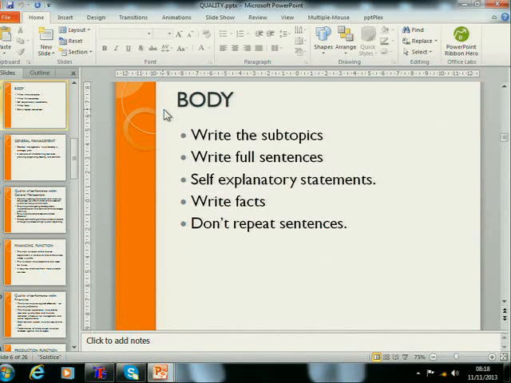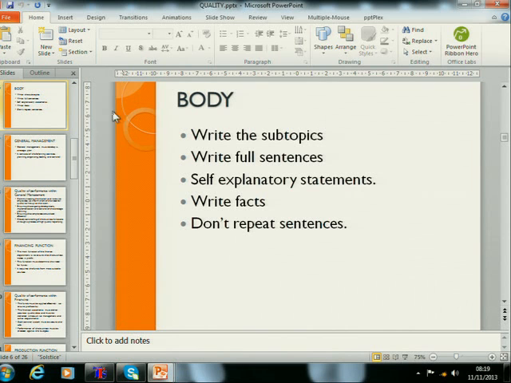So remember to write the subtopics and write full sentences. Your sentences should not be vague. You should write sentences which are going to be self-explanatory to the marker. The marker shouldn't ask himself or herself, how does this happen? You should write a sentence that makes sense in itself. You should also remember that we mark facts. We cannot mark you if you just write a sentence that is vague. You've got to write facts. And again, don't repeat sentences.